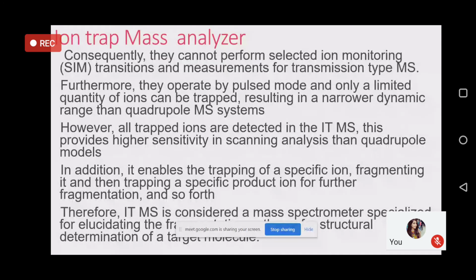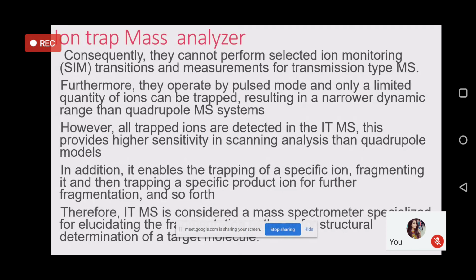Consequently they cannot perform selected ion monitoring, transitions and measurements for the transmission type of MS. Furthermore, I'll read and then we can explain to you. Furthermore, they operate by pulse mode, that I already explained, and only a limited quantity of ions can be trapped, resulting in a narrower dynamic range than the quadrupole MS system. Because you have got a fixed quantity of ions trapped in the volume. So that's why there is a pulse mode, and a limited quantity of ions will be able to reach the given collector electrode.